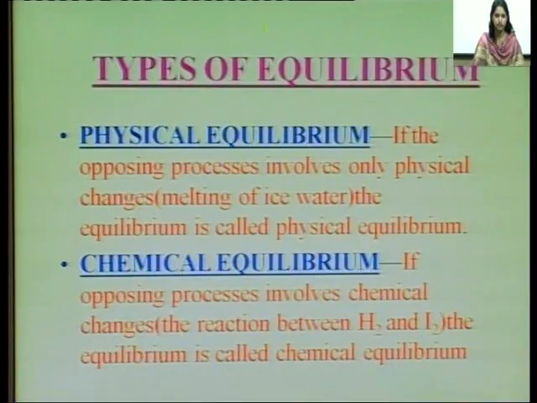What is chemical equilibrium? If the opposing processes involve chemical changes, then the equilibrium is called chemical equilibrium. For example, the reaction between hydrogen and iodine which results in the formation of hydrogen iodide is an example of chemical equilibrium, because there is the change in the composition of reactants and they are getting converted into a product whose name is hydrogen iodide.